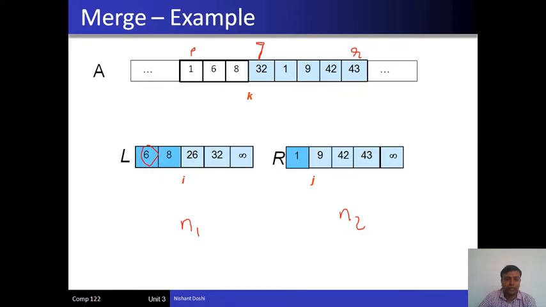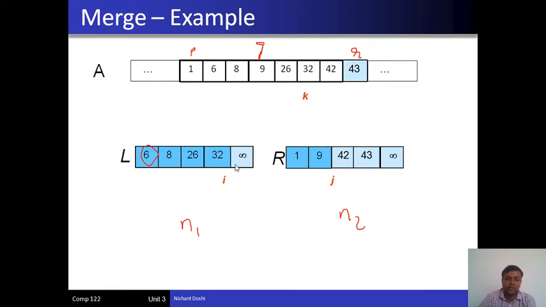Now 8 comes into the picture, you can see 8 and 9, again 8 is less, so I will be incremented. Now 26 and 9, so of course 9 is the lesser value, so this index will be incremented, 9 will be placed here. Again 42 and 26, so 26 is less than 42, I will be incremented and k will be incremented. 32 is less than 42, so again I will be incremented, 42 will be there.